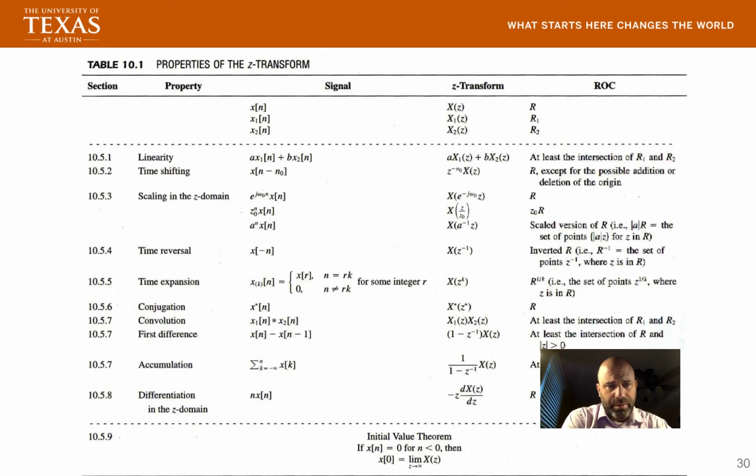So here's just a summary of the properties. Most of these properties are what we've seen before in the class. Scaling, multiplication, I didn't go over these, but this is the other one that's important here. So z over z naught scales the region of convergence by z naught. If we multiply by a to the n x of n, we get X of a inverse z, scaling z here. The convolution property is a difference. You can see just by taking the z transform, this should be 1 minus z inverse. The accumulation is interesting. And those are the main ones here. We don't need any other properties for the course at this point.